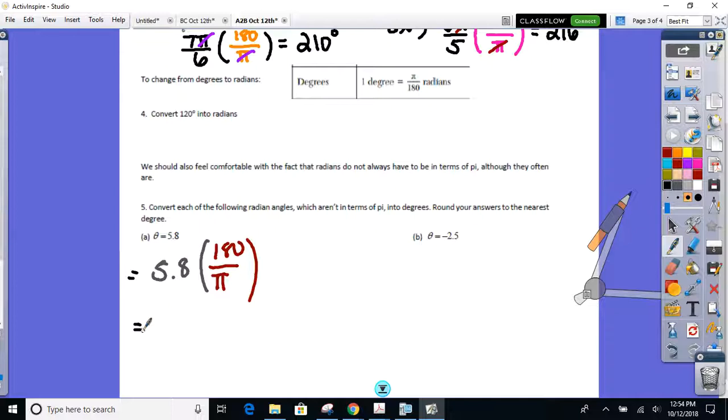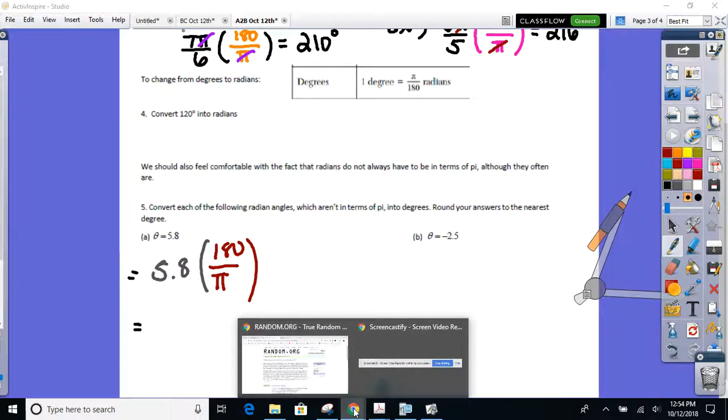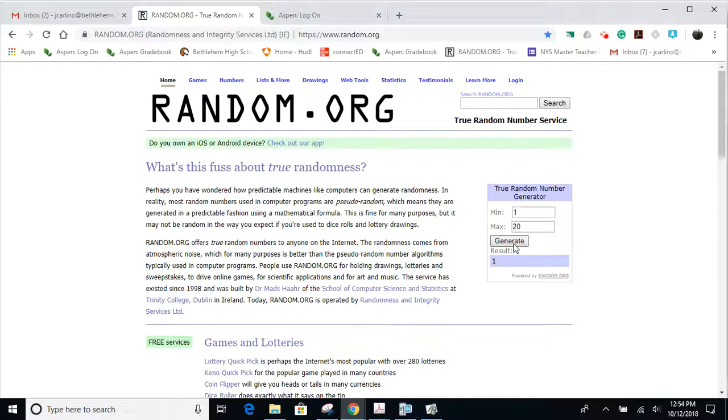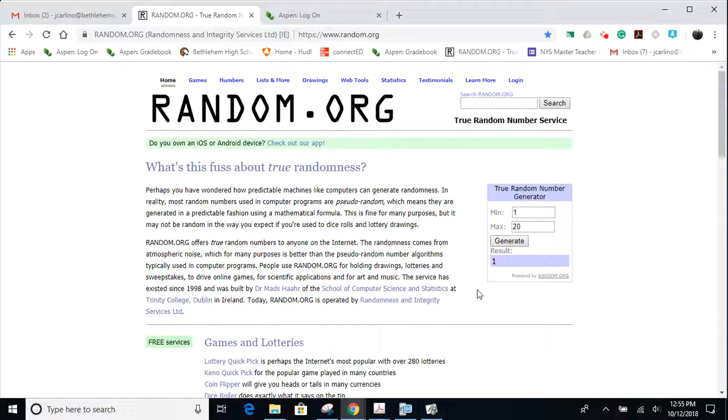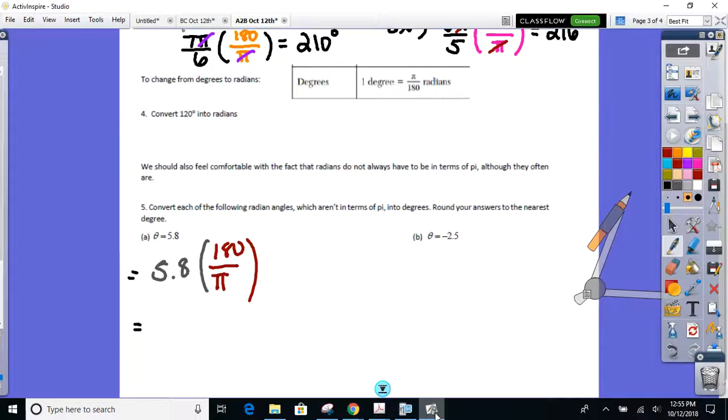Nearest degree, what are we looking at here? 332 degrees. Yeah. All right.